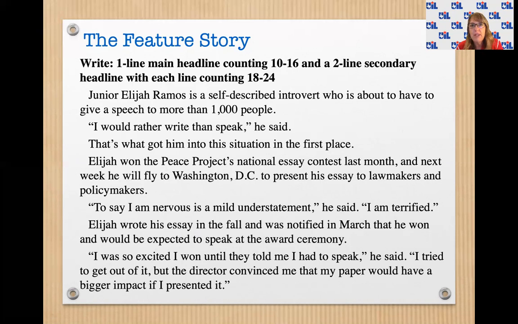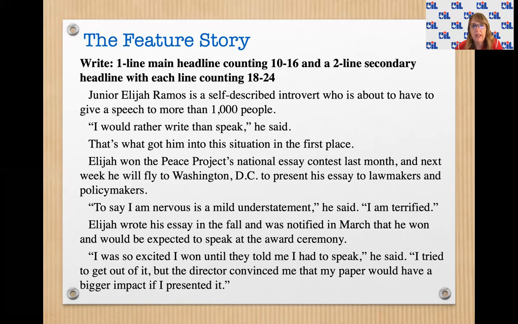Junior Elijah Ramos is a self-described introvert who's about to have to give a speech to more than 1,000 people. "I would rather write than speak," he said. That's what got him into this situation in the first place. Elijah won the Peace Project's National Essay Contest last month, and next week he will fly to Washington, D.C. to present his essay to lawmakers and policymakers. "To say I'm nervous is a mild understatement," he said.